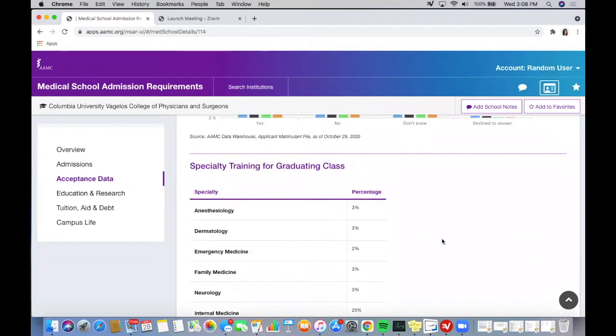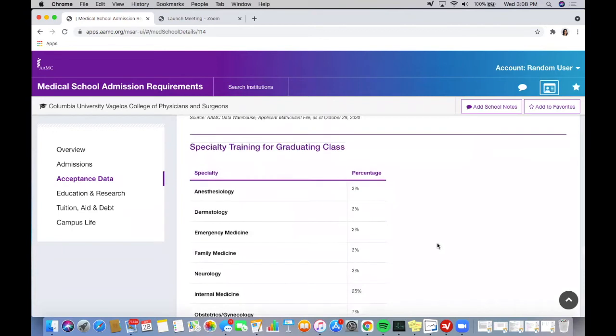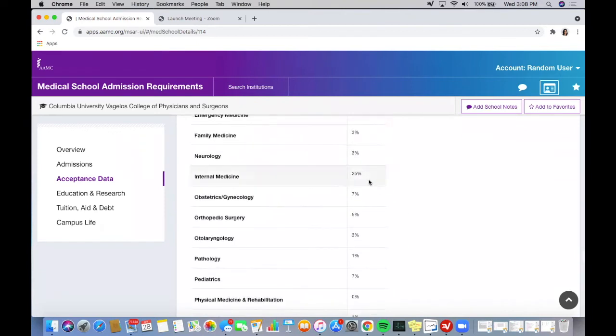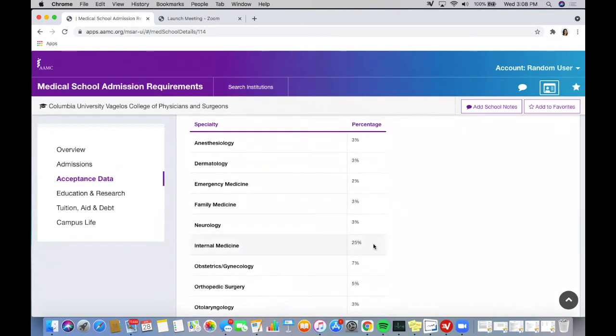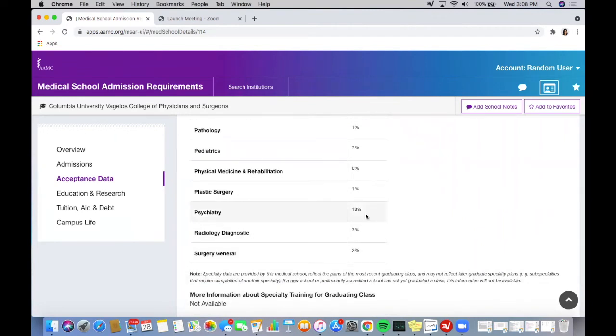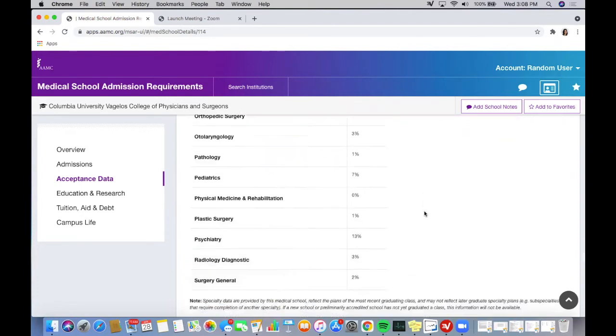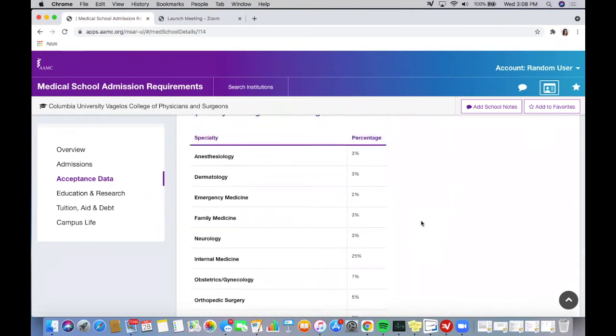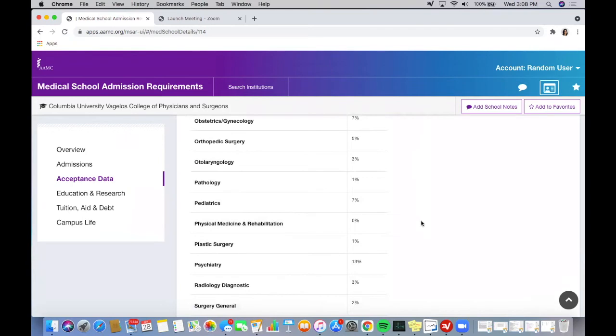And then this is really key information. This gives you information about what percentage of students pursue each major specialty in medicine. So if you look at Columbia, the vast majority of students are going into internal medicine, 25%. Most likely, most of those students going into internal medicine are subspecializing, okay? And then the other really popular specialty at Columbia is psychiatry, right? That comes in, I think, second, right? With 13% of students going into psychiatry. So that's really interesting. So Columbia must have a very strong psychiatry department because they've obviously inspired a lot of future psychiatrists.